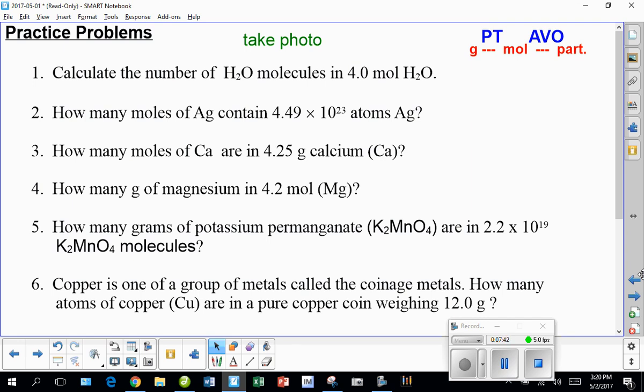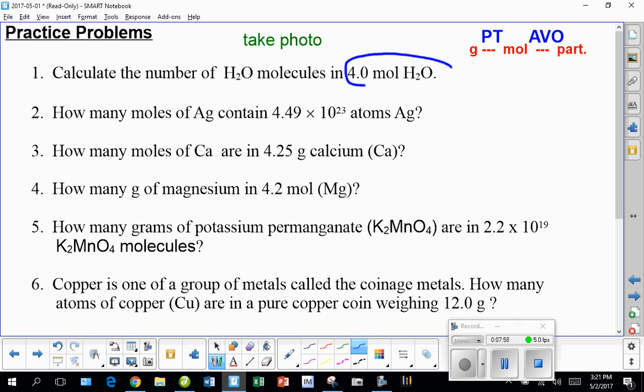So if you'll stop the recording right now, I will do the path for the first one, and then you try it on your own. Okay, stop the recording. Okay, now we're back, and here's the path. Here's how you do it.